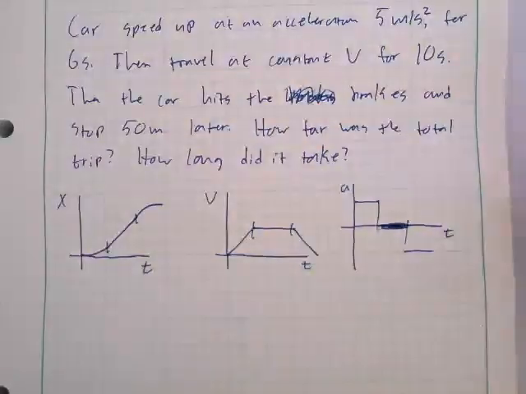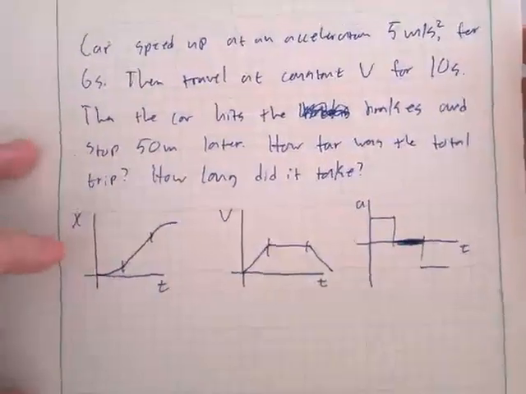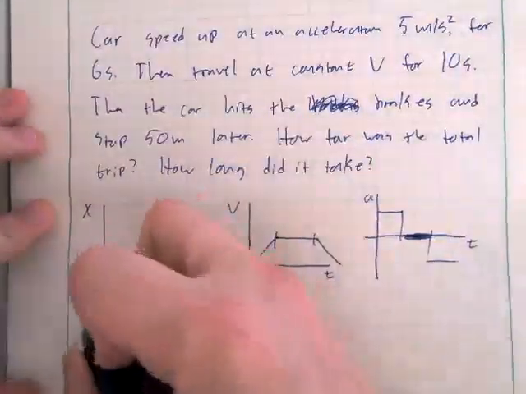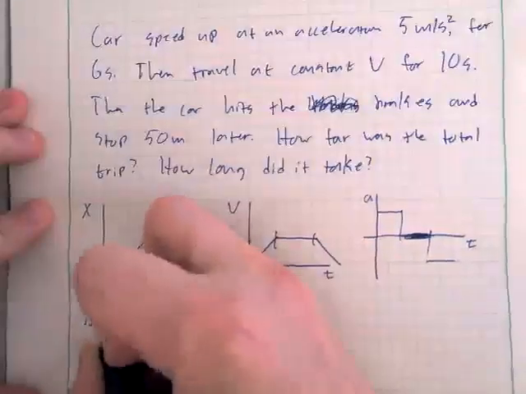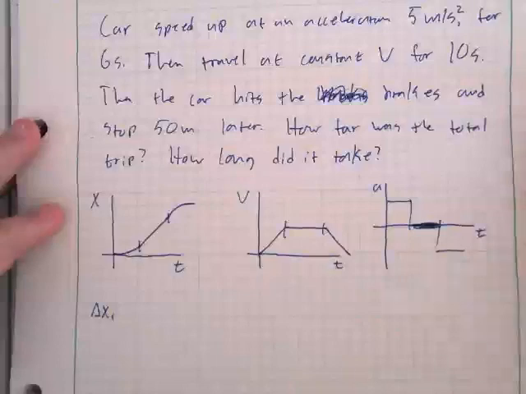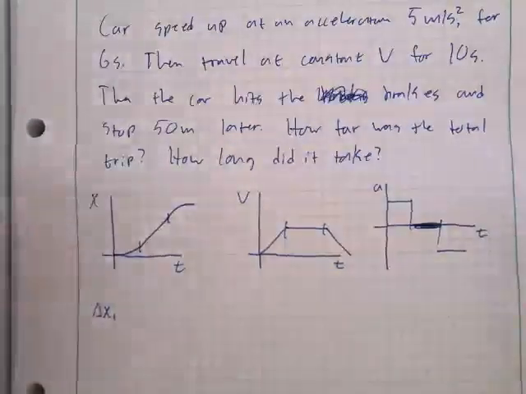So for the first part, let's figure out what is going on for part 1 of our trip. What are the kinds of things that we would want to know? Well, the first thing we can do is write our formula for the total displacement for the first part of my trip. I'm going to call it delta x1. We'll have delta x1, delta x2, and delta x3, but right now we're just worried about this first part.